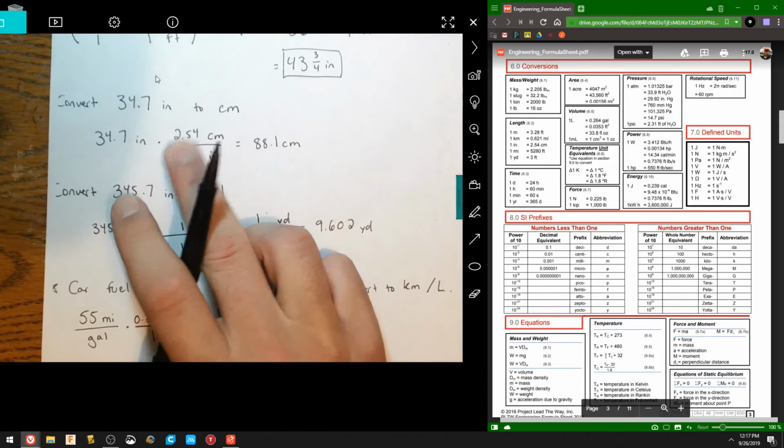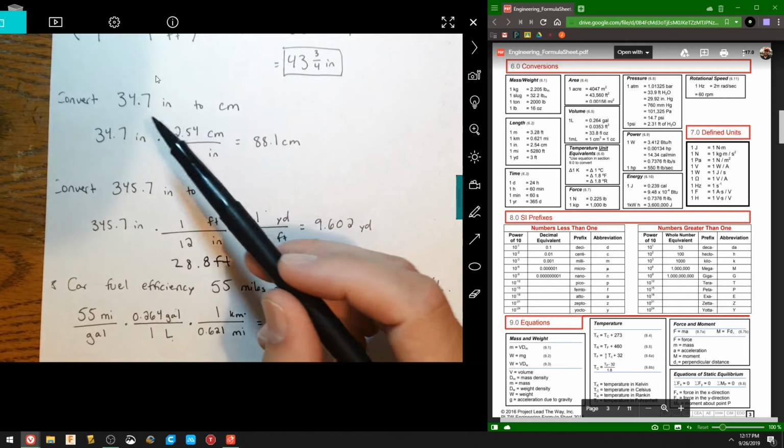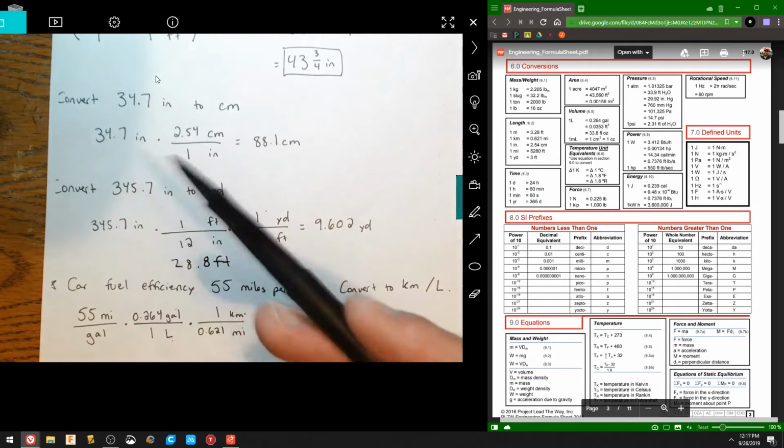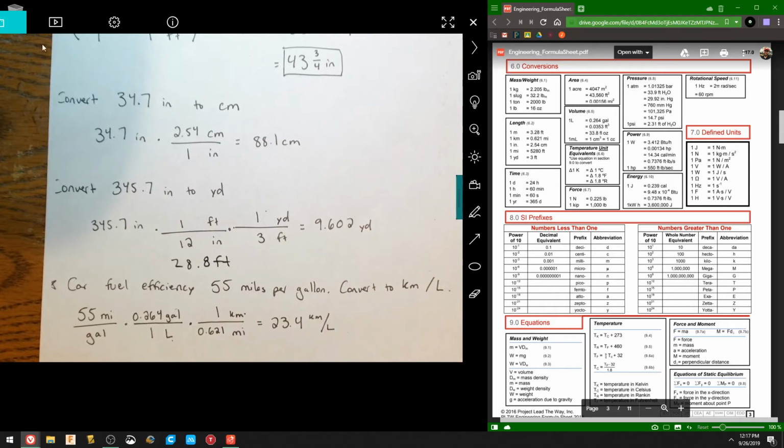My bad. Come over here, 34.7 inches to centimeters. Now we're going from inches to centimeters, which is a whole different thing. That's not even close to inches to meters, so again, we have to look at the conversion chart. Over here, there's 1 inch and 2.54 centimeters, so that helps. Inches is our given, and the desired is centimeters. These cross multiply. 34.7 times 2.54 gives us 88.1.